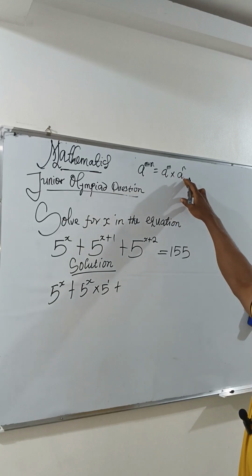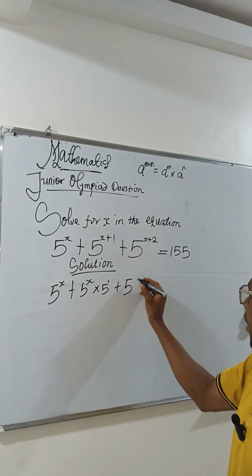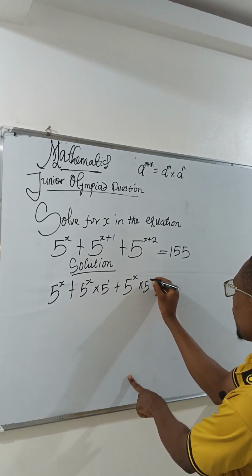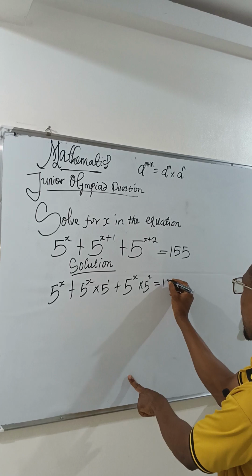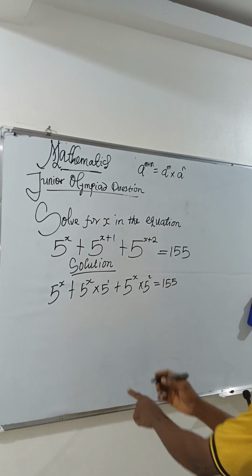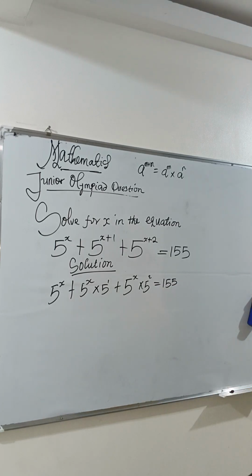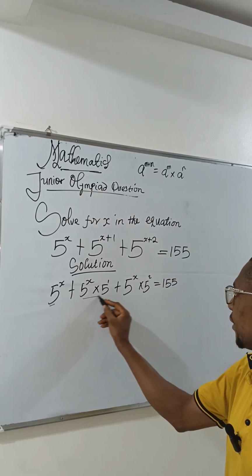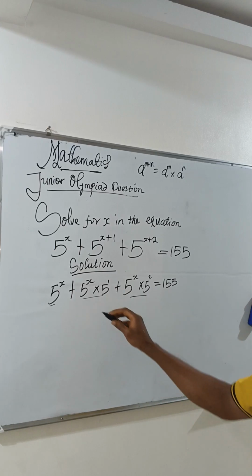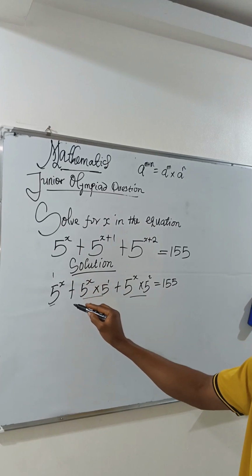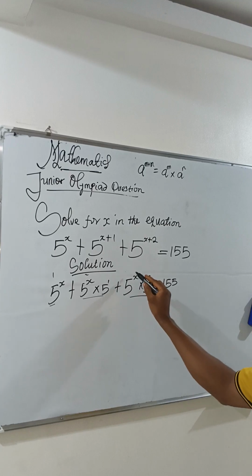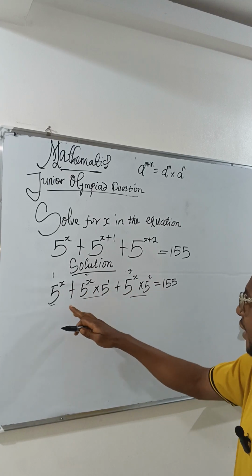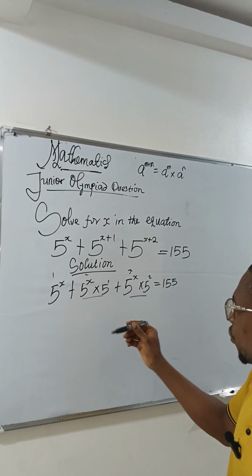Plus the same thing here. I'm going to make it look like this, which is 5 to the power of x times 5 to the power of 2 equals 155. Looking at these three terms, each has 5 to the power of x, so they are common. I'm going to use 5 to the power of x to factorize it.